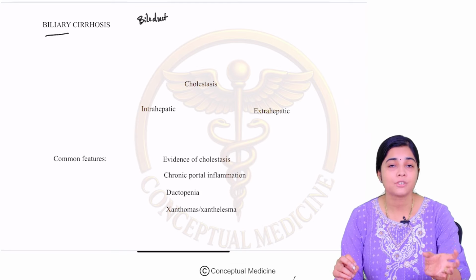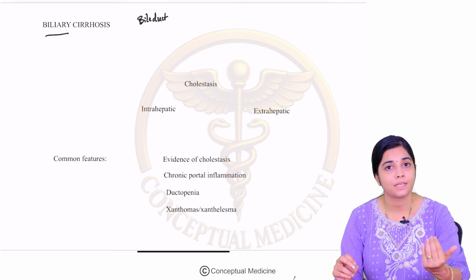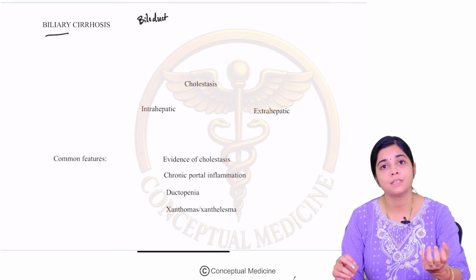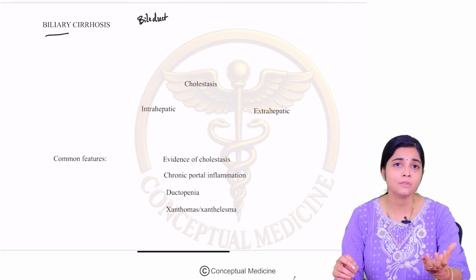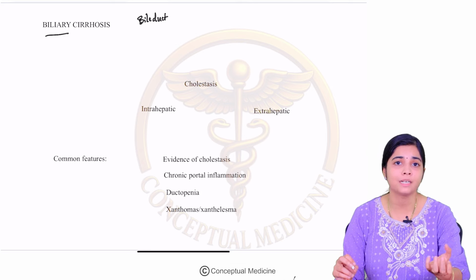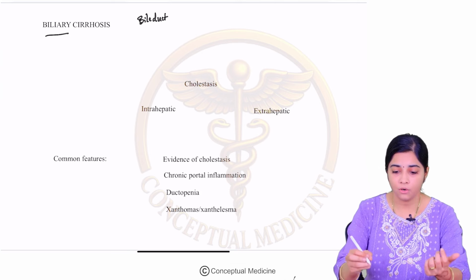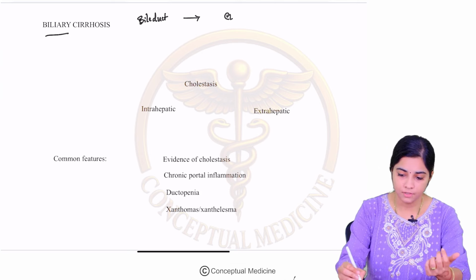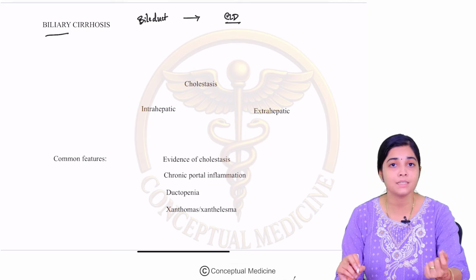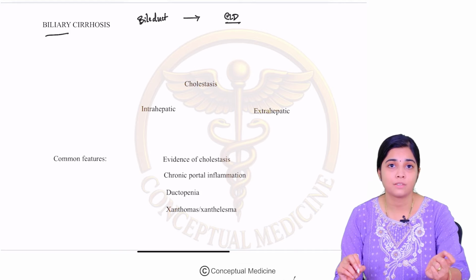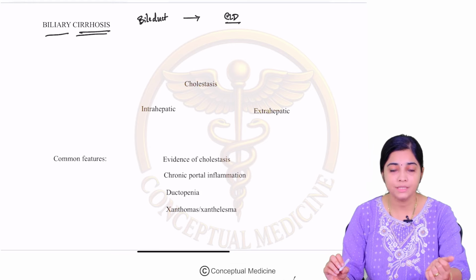When there is damage to the bile duct, over the course of time there can be cholestasis. What is the meaning of cholestasis? That basically means that the bile is not getting secreted into the bile duct. Over the course of time, the inflammation that affects the bile duct can cause cholestasis, and the inflammation can progressively involve the liver and cause chronic liver disease. The chronic liver disease that occurs secondary to this biliary disorder is what we call biliary cirrhosis.